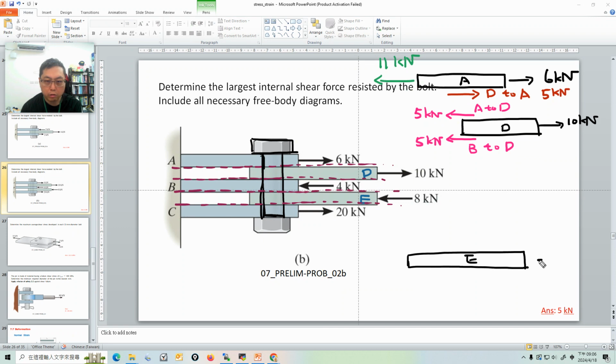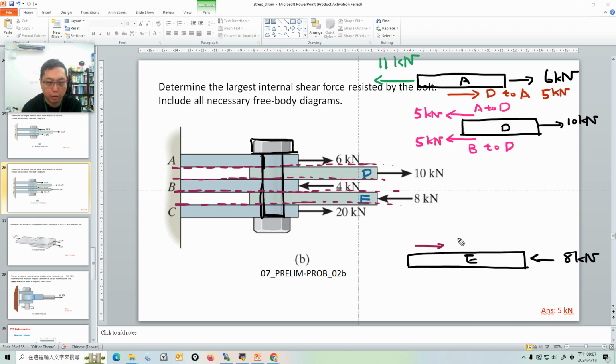E is the body on which the external force is exerted, and E contacts B and C. So if I push the external force acting on E, E is subject to friction force from B and C. The friction force will keep the whole body static, so the friction forces from B and from C must be opposite to this force.